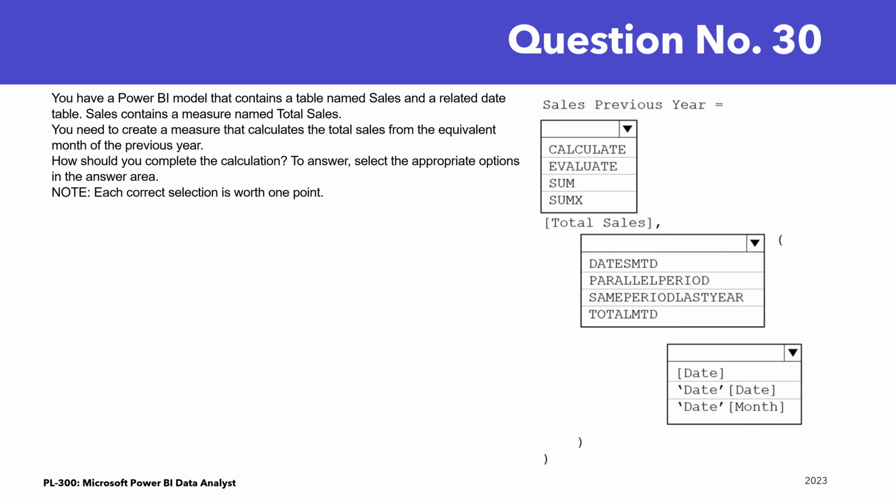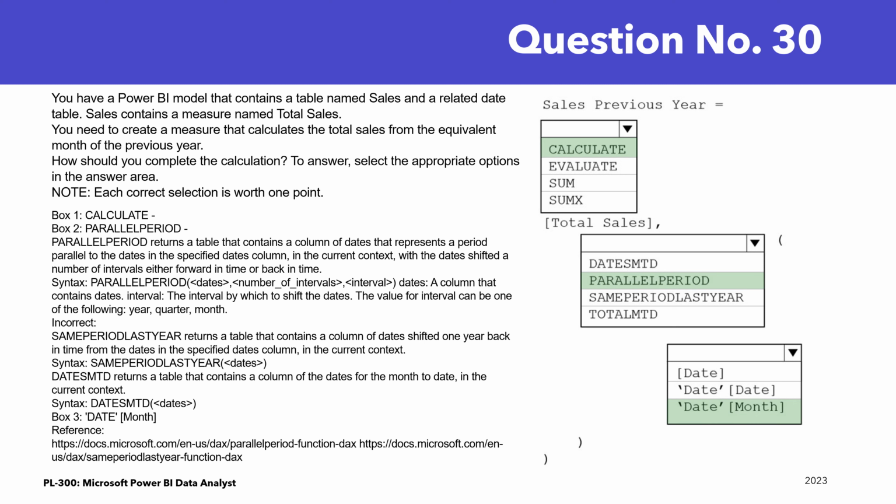You have a Power BI model that contains a table named Sales and a related Date table. Sales contains a measure named Total Sales. You need to create a measure that calculates the total sales from the equivalent month of the previous year. How should you complete the calculation? To answer, select the appropriate options in the answer area. Sales Previous Year = CALCULATE(Total Sales, PARALLELPERIOD(Date, -12, MONTH)).